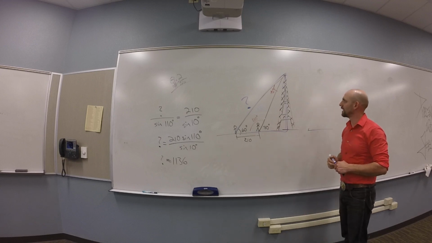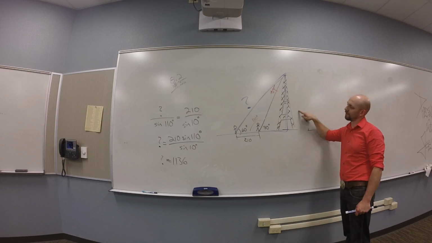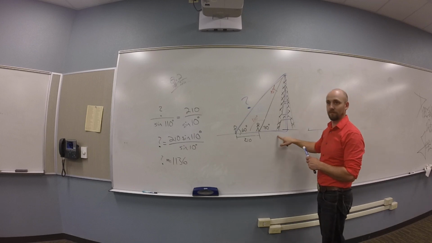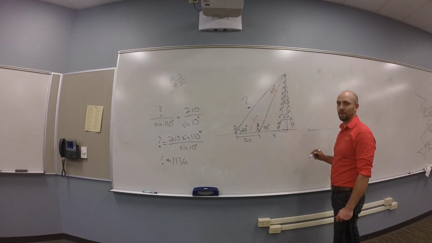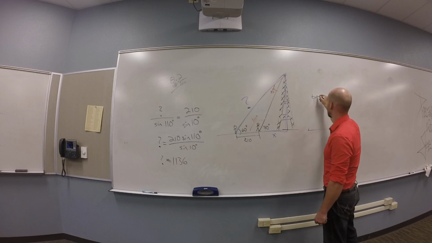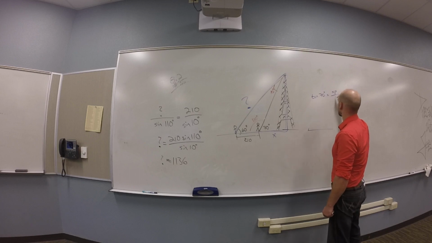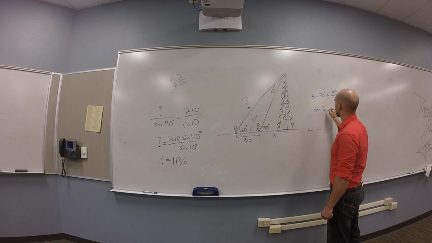Why didn't I just use tangent? They're both equal to that opposite. You could do tangent for the 70-degree triangle, make that distance x. Underneath, 210 plus x. Then tangent of 70 equals opposite over x. And then tangent of 60 equals opposite over x plus 210.